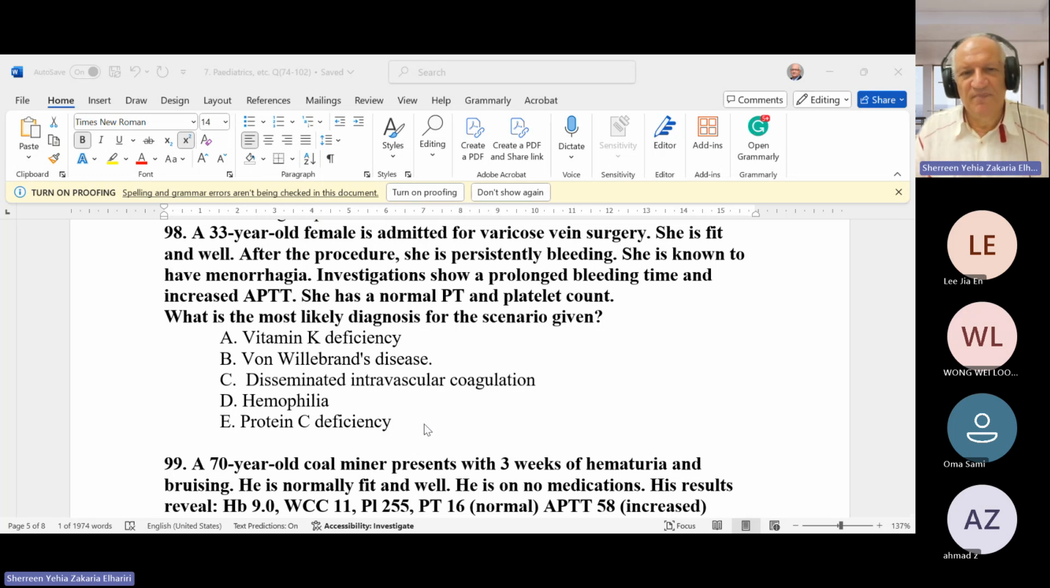What could it be? Of course, protein C, protein S, and the phospholipid antibodies can cause thrombosis, not bleeding, so they are excluded. DIC occurs with massive blood transfusion, so it's not the answer. Vitamin K deficiency is not usual. You can give vitamin K to increase prothrombin time, but the prothrombin time is okay. So what does this patient have?